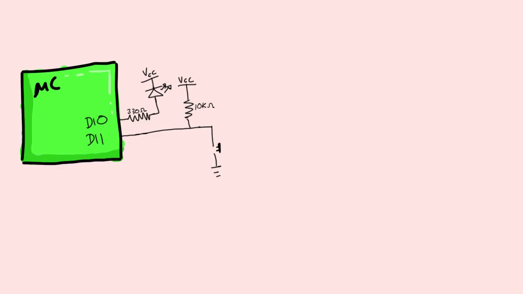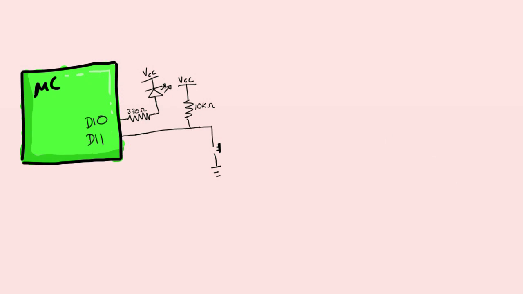So we're going to start off with this circuit here. We've got our microcontroller, and on pin 10 we have our LED, which is active low. We then have our switch on pin 11. When closed we'll get a low, and when open, like it is right now, we'll get high.